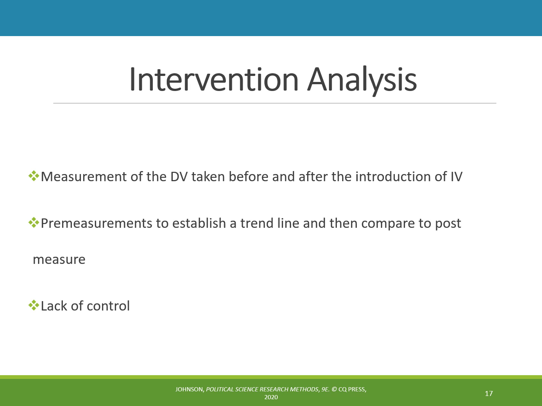The next type of study we want to talk about will be the intervention analysis study. With the intervention analysis study, we're looking at measurements of the DV, the dependent variable, taken before and after the introduction of the independent variable. We're able to get these pre-measurements and establish trend lines, and then we compare those to the post-test. So let me explain this to you using our example.